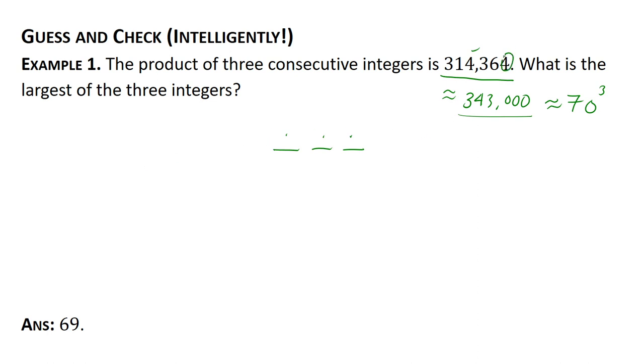Pwede rin nating dagdag sa intelligent guessing ay yung last digit. Halimbawa, ito yung mga candidates natin. Smaller than 70 dapat, no? So, something like this. 68, 69, 70. This is smaller than 70 cube. So, sino pa ang smaller than 70 cube? Pwede rin 69, 70, 71. This is a bit smaller than 70 cube. Pero, wala nang sense i-consider ito. 70, 71, 72. Wala nang sense yan kasi sure na tayong mas malaki yan sa 70 cube. Tama ba? Kasi itong dalawa, mas malaki na sa 70.